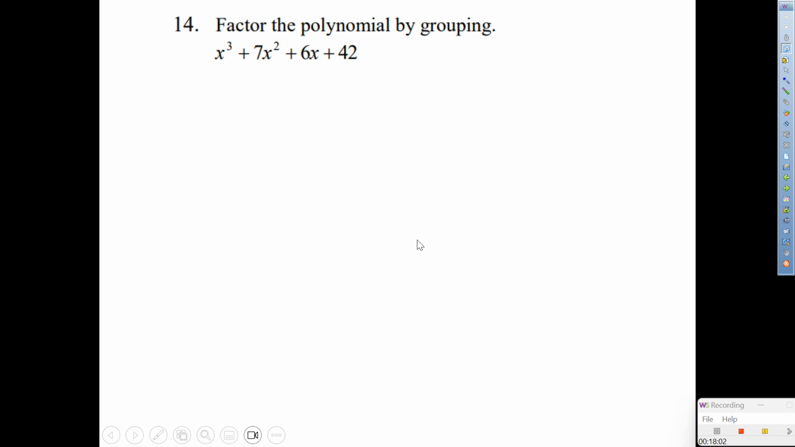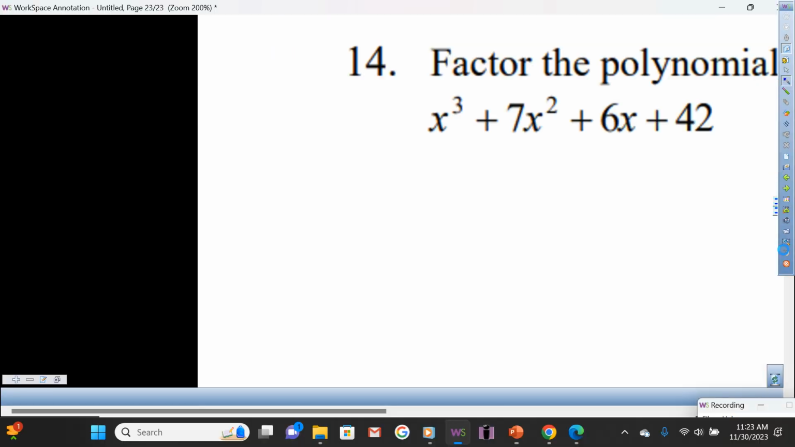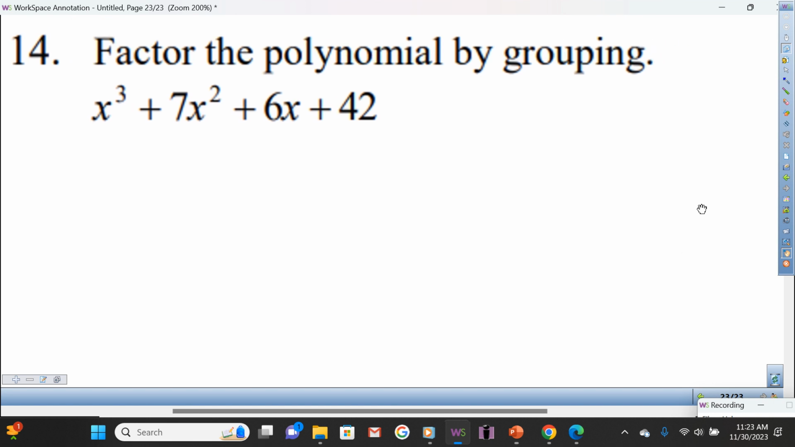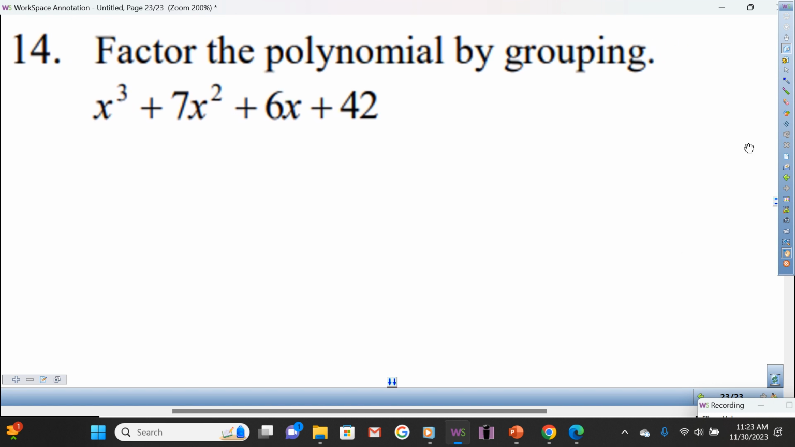Number 14. Factor the polynomial by grouping. Oh, yeah, I love these. So let me zoom in. And you're doing this again on your study guide or on your paper, since you already did the one on the study guide, I hope. Right? Yes, Mr. Q. All right, here we go. So write that one down on paper. Number 14, x cubed plus 7x squared plus 6x plus 42. I'll wait for you to write it down.